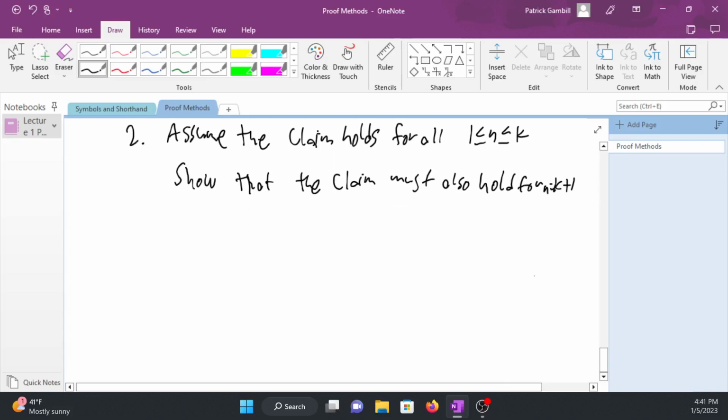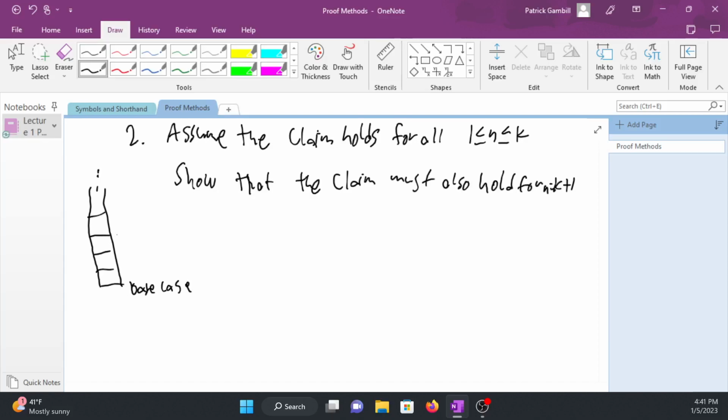So the example that a lot of people give is you can imagine an infinite ladder. It starts off on the ground, but it keeps going up and up and up forever. So you need to show the first rung is true, the base case. And then you need to show if you're at any given rung, maybe you're at this rung right here, you can always take another step upwards. And that's enough to show that the ladder continues on forever.